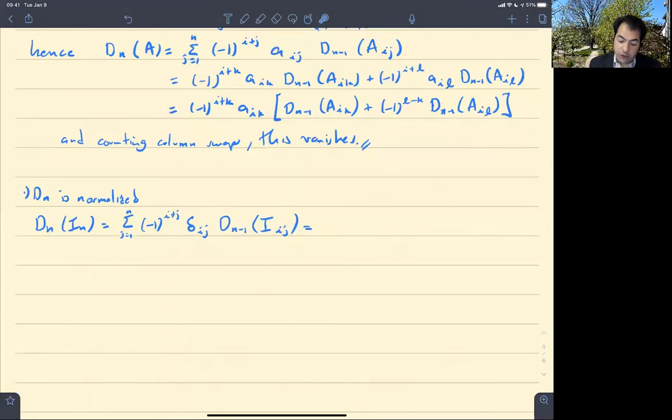This is equal to 0 if i is not equal to j, and it's equal to 1 if i is equal to j. So that means that here only one term survives. We end up with (-1)^(i+i), and then the delta_ij is just 1, and then we have d_{n-1} of the (n-1) identity matrix. And because d_{n-1} is normalized, that's just equal to 1. So altogether, we just get 1.